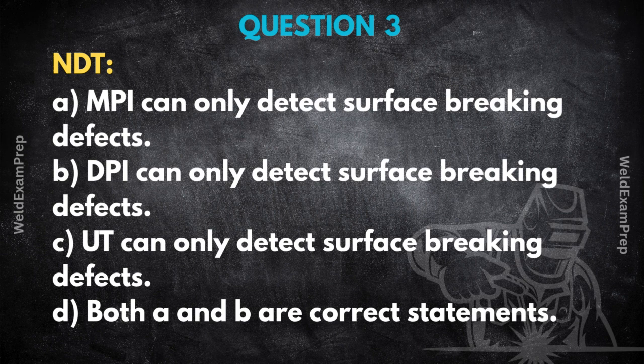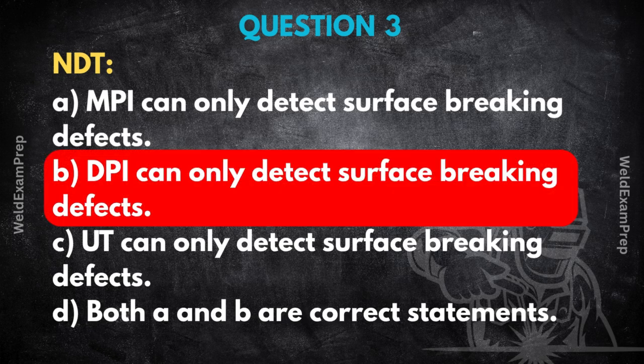All right, finding flaws without destruction. Which of these methods is strictly limited to seeing what's right on the surface? The correct statement here, the one accurately describing a limitation, is B. DPI can only detect surface breaking defects. DPI, dye penetrant inspection, or liquid penetrant. It works exactly how it sounds. A liquid dye, the penetrant, seeps into any cracks or flaws that are open to the surface. Capillary action pulls it in. Then you clean off the excess and apply a developer, which draws the dye back out of the flaw, making it visible. If the flaw isn't open to the surface, the dye just can't get in. Simple as that.